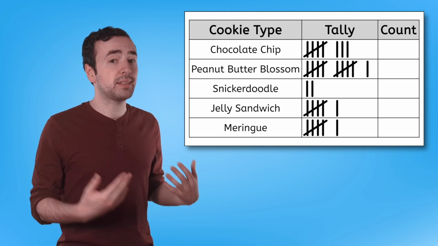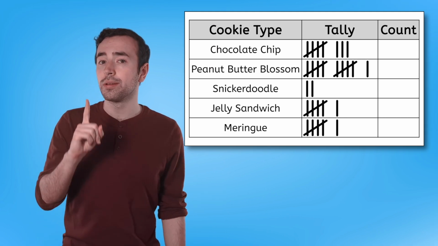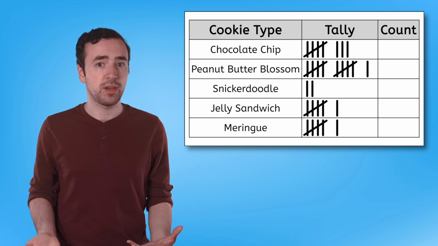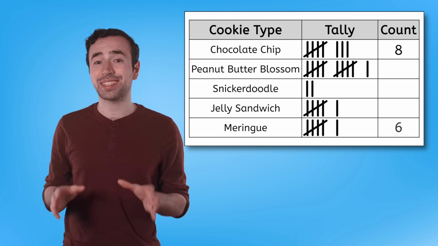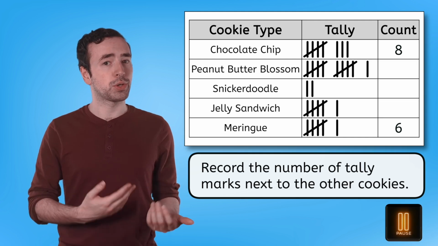We've been keeping a tally of all the cookie sales so far. Each tally mark represents 1 cookie, and a diagonal tally bundles a group of 5. So far, we've sold 8 chocolate chip cookies and 6 meringues. Pause here to record the number of tally marks next to the other cookies.